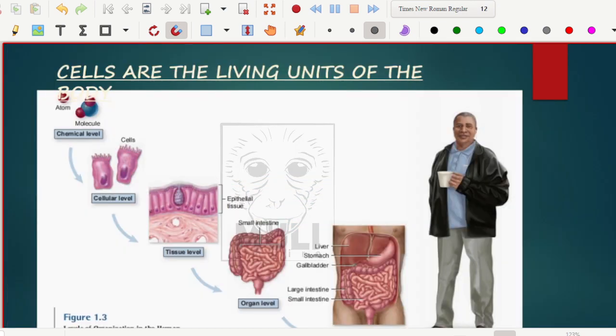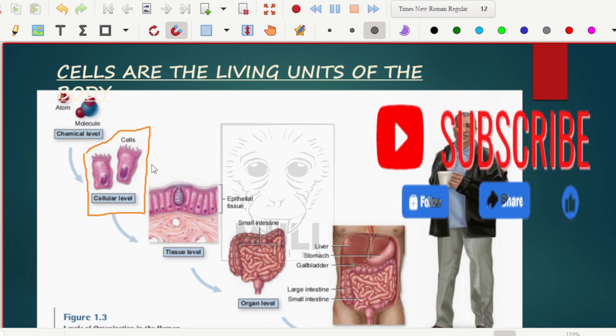This is why you need to understand these levels: the cellular level, tissue level, organ level, and so on. As medical students, when you're studying physiology, you start from what? A cellular level, so that once you know what's happening at a cellular level, it will be easy for you to understand the tissue level, organ level, and so on.